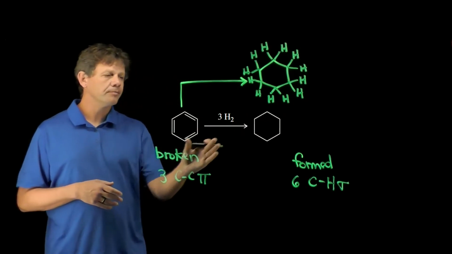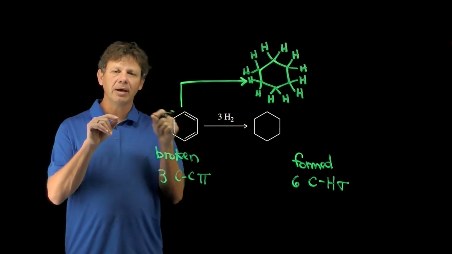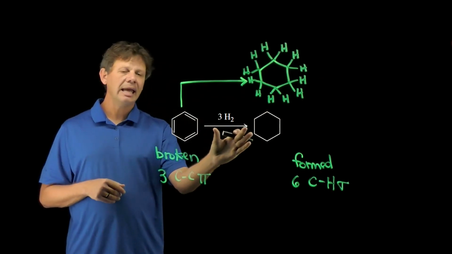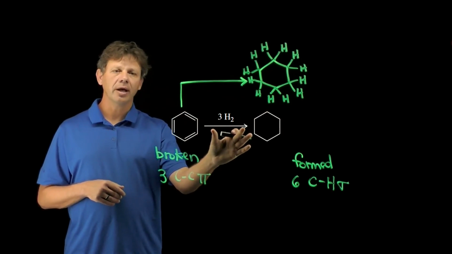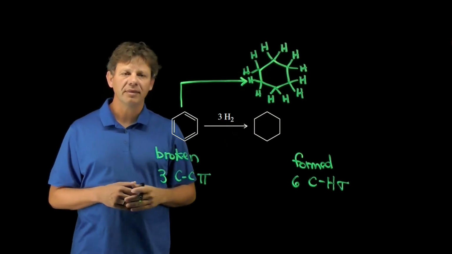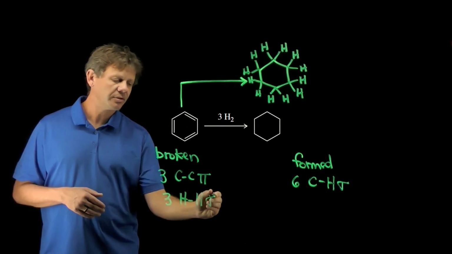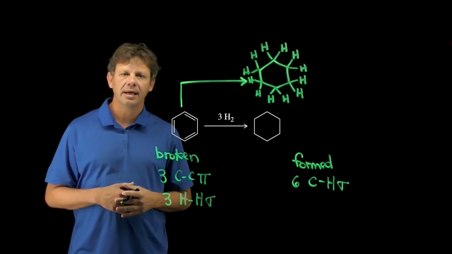Which ones are those? Well, that's where hydrogen comes in. Each hydrogen is bound to another hydrogen, so we have 3 HH sigma bonds that are now broken as these hydrogens are separated and reacted with individual carbons. So 3 HH sigma bonds also break in this reaction.